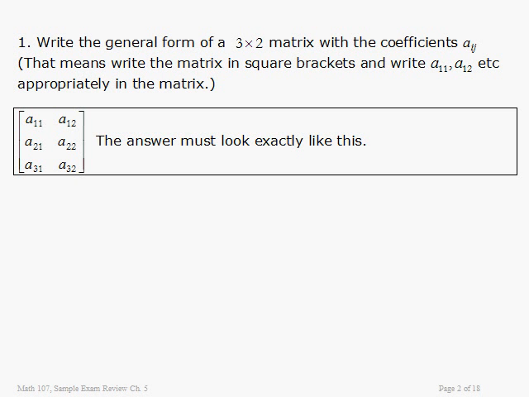In the first problem on this exam, you are given the order of a matrix. In this case, it's 3 by 2. Now I can write something. Okay, it's 3 by 2. You're given that. And the important thing to remember is which is the number of rows and which is the number of columns. Rows first, then the number of columns.